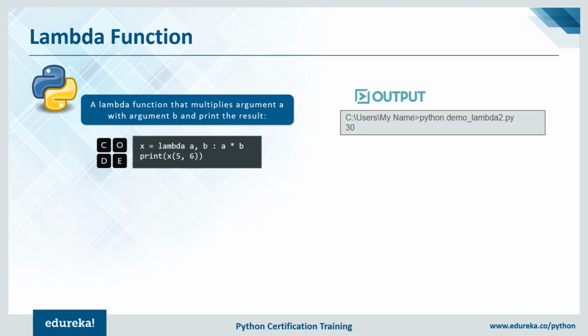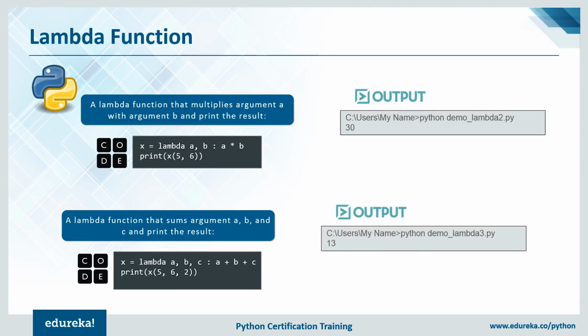Pretty simple. Check out this other example. So basically, we're trying to find the sum of three parameters a, b, and c and print the result. So x equal to lambda of a, b, and c, three parameters a, b, and c, hence 3. And then we have a plus b plus c. So what is the sum of 5, 6, and 2?